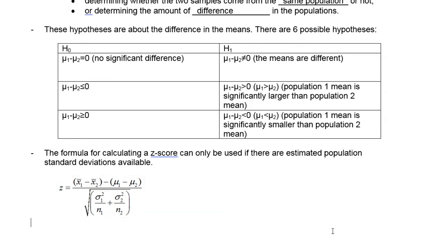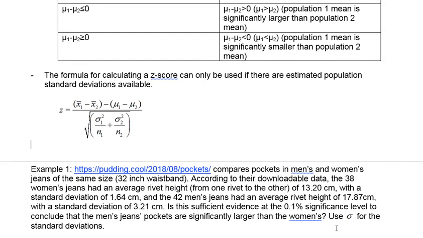So let's take a look at an example, and this is using some actual data. I've cited my source there of the actual data. It compares pockets in men's and women's jeans of the same size, and they've got a bunch of data which I downloaded and did a few calculations on. And so we have a mean for the women's of 13.20 and a standard deviation of 1.64, and a mean for the men's of 17.87 and a standard deviation of 3.21.